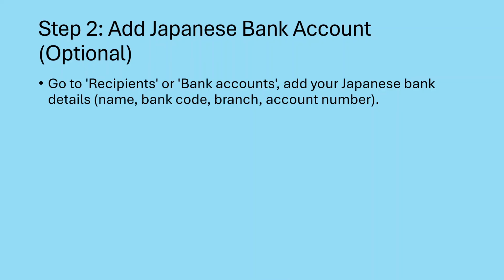Step 2. Add Japanese bank account. This is optional. Go to Recipients or Bank Accounts, then add your Japanese bank details. Name, bank code, branch, and account number.